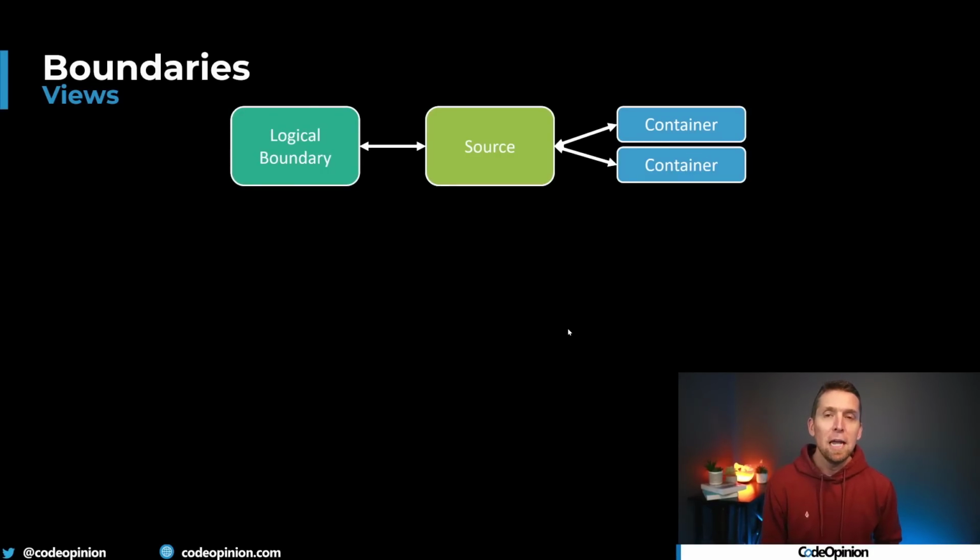As an example, you could have one logical boundary that's in one source repository, and that may turn into two different containers that have different concerns. Maybe one's an HTTP API, and the other is more of a worker role that's consuming messages from a queue or topic or some type of message broker.